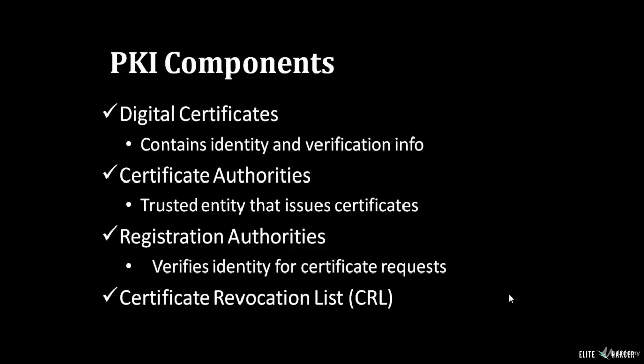Some of the essential PKI components include digital certificates, certificate authorities, registration authorities, and the certificate revocation list, or CRL. Digital certificates adhere to the X.509 certificate standard format. CRLs are maintained by the CA and list all certificates that have been revoked. Clients are supposed to check if a certificate has been revoked before using it, but this is not always the case in practice.